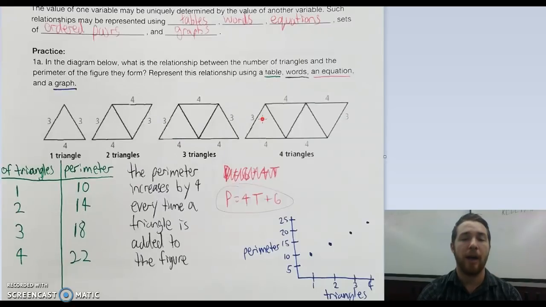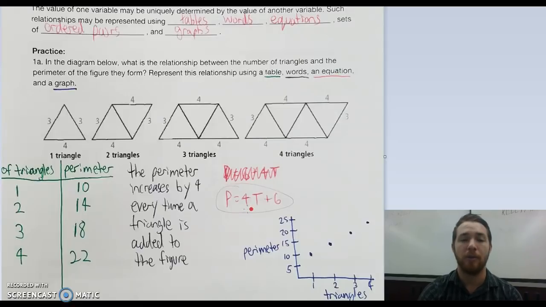If we want to describe that relationship in words, we can make a connection between the triangles and the perimeter. It looks like every time I add a triangle to my figure, my perimeter is going to increase by 4. The other sides are covered up, but that one side that's added adds 4 to the perimeter of the figure.